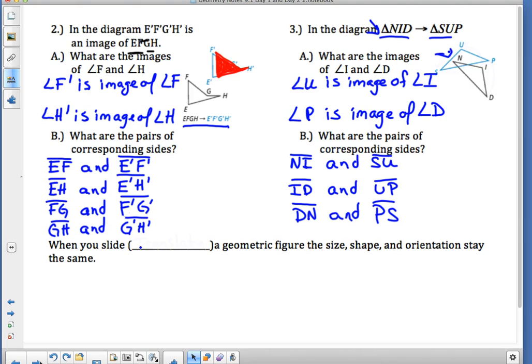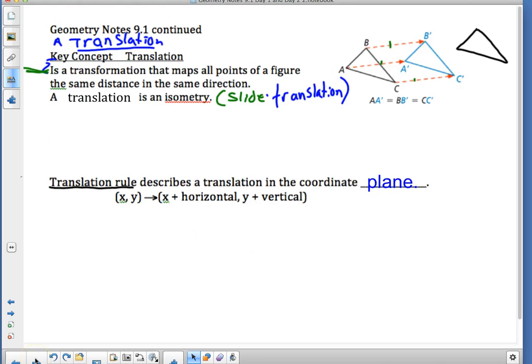Now, when you slide, that's a translation. When you slide or translate a geometric figure, the size, shape, and orientation stay the same. Now, key concept idea is a translation. We talked about it. We got isometric movements, and one is a translation. The other three we're going to learn about over successive days. It's all about corresponding points and sides, and we're going to learn about a translation rule next.